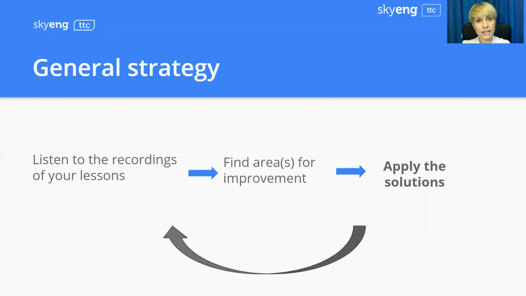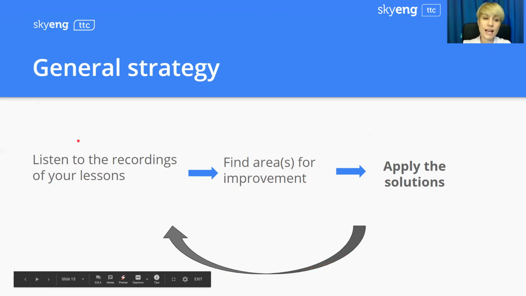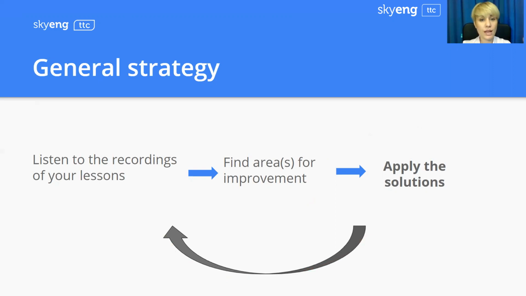Well, do I make any mistakes? Do I overcorrect mistakes? No, great. Oh, my grammar explanation is too long, so I better avoid it. This way we find the area or areas for improvement, and after that we apply the solutions that we are going to discuss further. And it's a really good idea to repeat these actions after you have applied the solutions, just to check, is everything good, or do we need to improve something else?